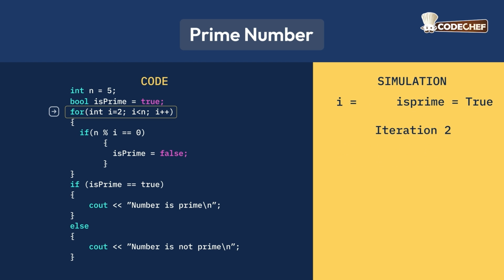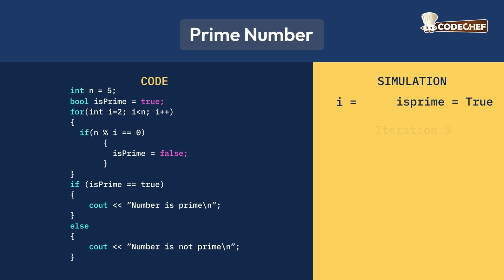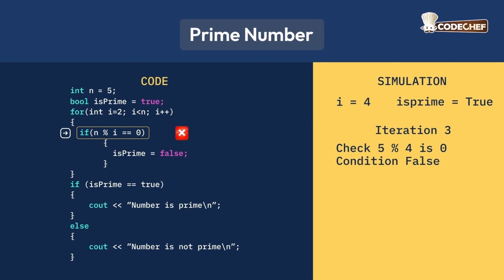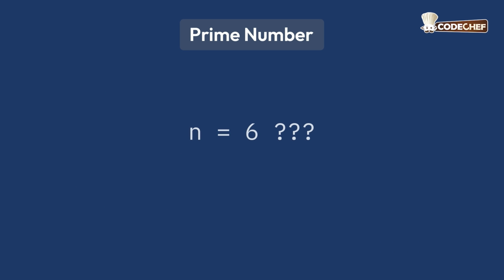In the second iteration where i is 3, 5 mod 3 equals 0 is false. The condition fails and isPrime remains true. In the third and last iteration where i is 4, 5 mod 4 equals 0 is also a false condition. Our variable isPrime is still true. We have completed the loop. Since the value of isPrime is true, we print number is prime. Now, think of how the code will behave when the value of n is 6.